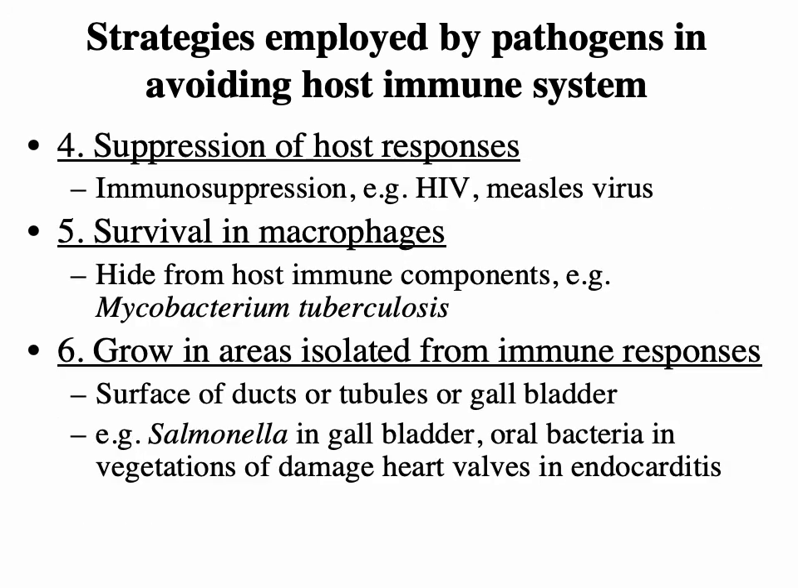Number four, suppression of host response. So immune suppression. HIV is a good example, suppressing the immune system by destroying the CD4 cell. Measles virus is also known to do that, but by some other means, not similar to HIV, but in general they suppress immune competency. Number five, survival in macrophages.